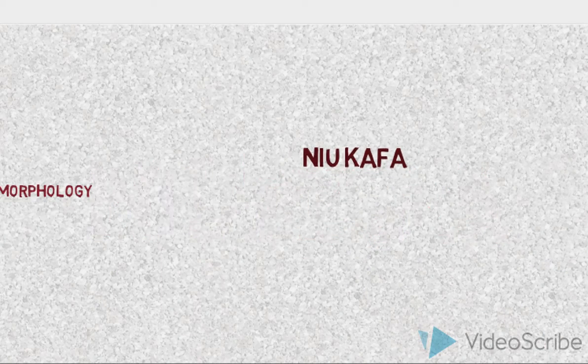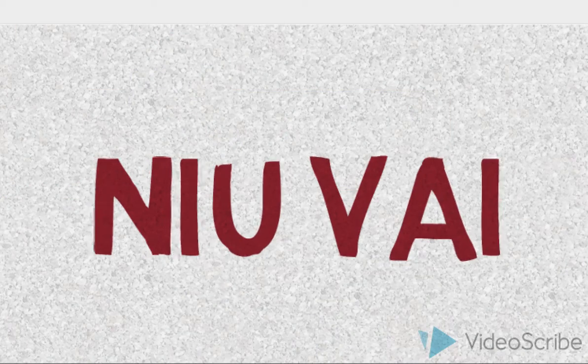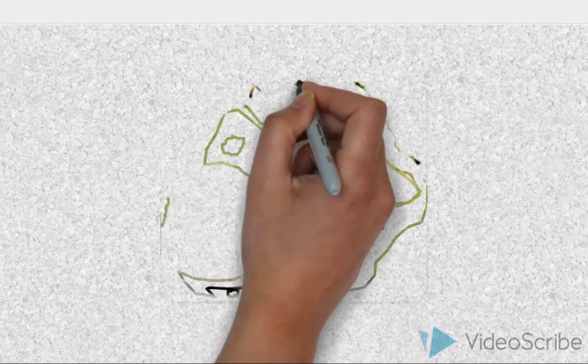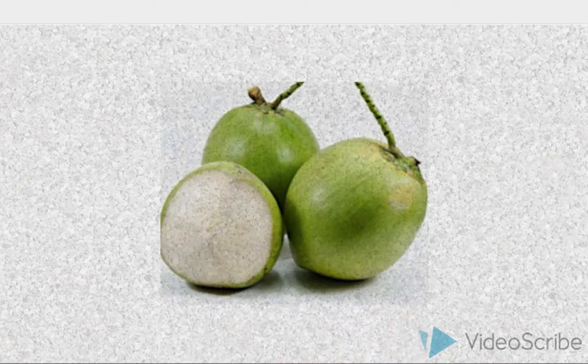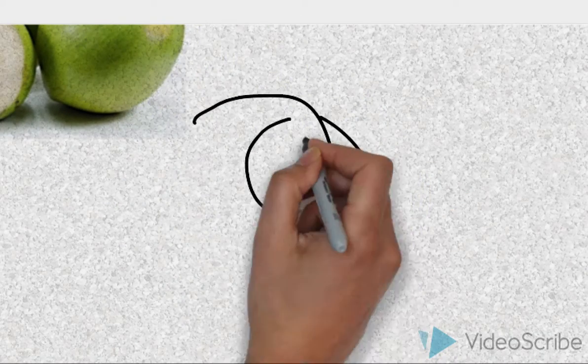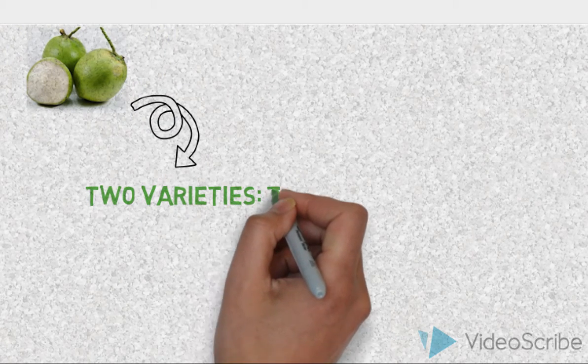Nui Ka'fa, which has a triangular and elongated shape with a large proportion of fibrous husk, and Nui Vai, which is a brightly colored and round-shaped fruit with liquid endosperm. The Nui Ka'fa form is interpreted as a more ancestral morphology. In addition to that, the coconut can be classified into two varieties, talls and dwarfs.